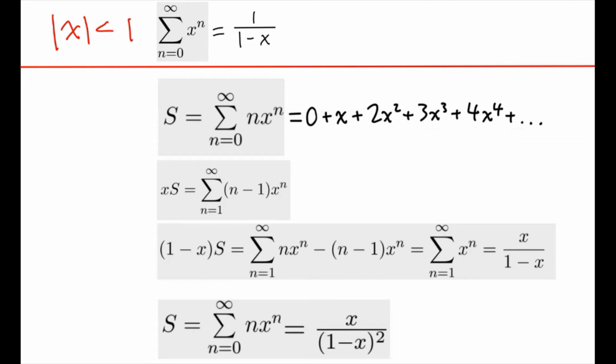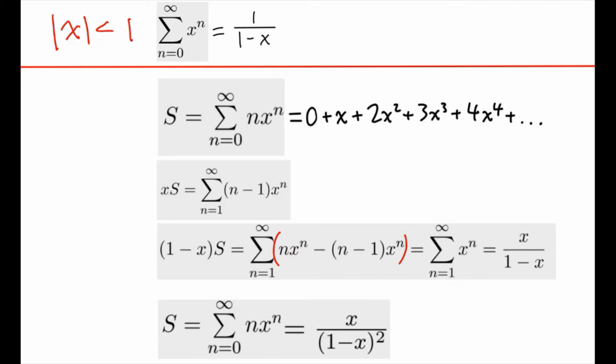But when we multiply this sequence by x, we get that this is equal to this over here. So if we subtract these two equations, we're going to get that (1 minus x) times s is equal to this minus this times x to the n. I probably should write that in parentheses, but now we can cancel some stuff, and we're going to be left with this over here.